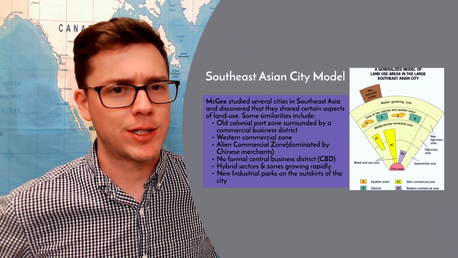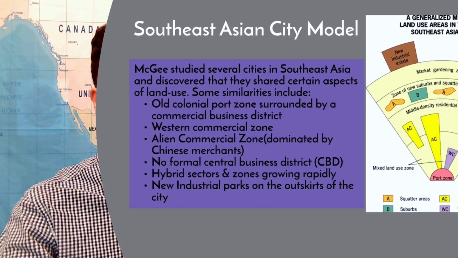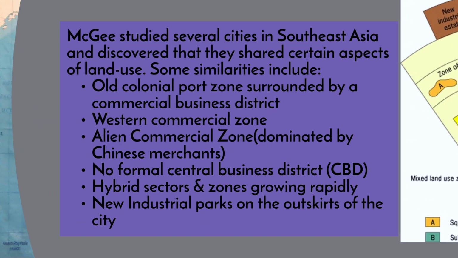Next, we have the Southeast Asian city model. So this model is based on the Southeast Asian cities that had port zones connected to their colonial imperial powers. McGee studied several cities in Southeast Asia to make this model and discovered that there are certain aspects of land use. Some things that are unique to this model are a port zone. So there are typically old colonial port zones surrounded by commercial business districts. There's also a Western commercial zone, which is tied to either European or American powers. And then there is something called the alien commercial zone that is dominated by Chinese merchants.